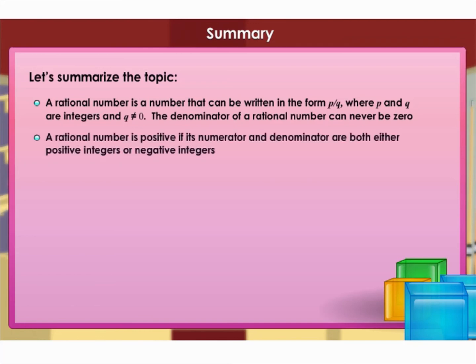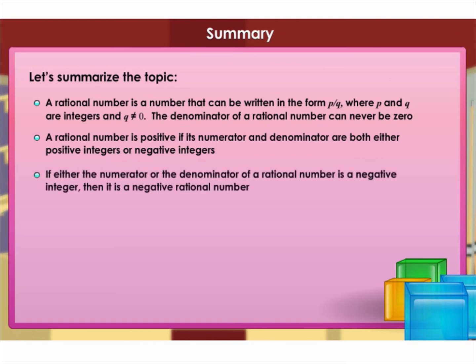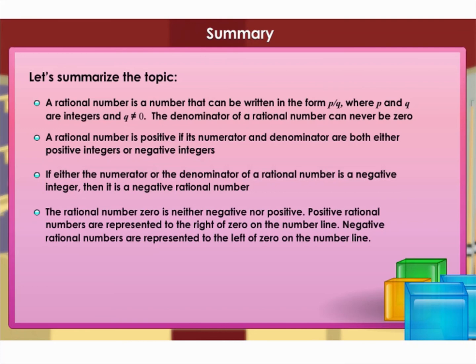A rational number is positive if its numerator and denominator are both either positive integers or negative integers. If either the numerator or the denominator of a rational number is a negative integer, then it is a negative rational number. The rational number 0 is neither positive nor negative. Positive rational numbers are represented to the right of 0 on the number line. Negative rational numbers are represented to the left of 0 on the number line.